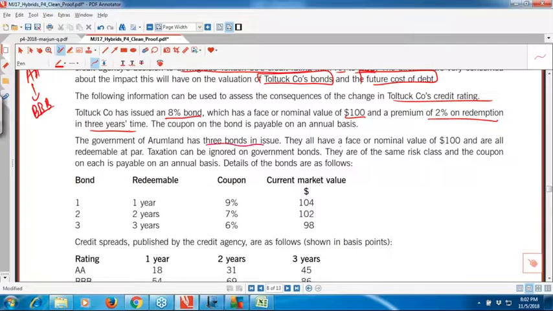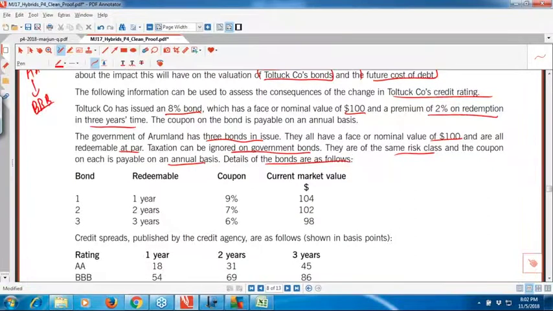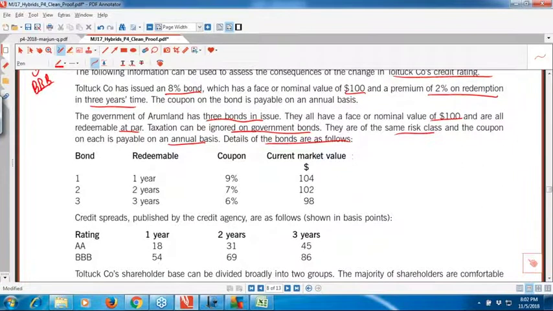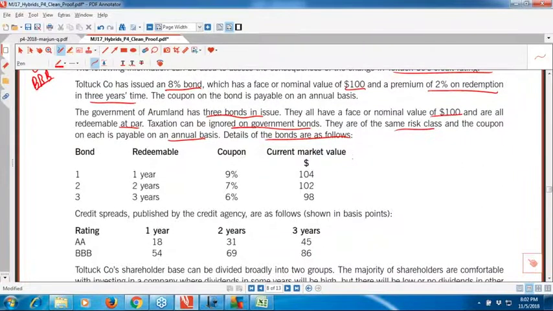Government has three bonds in issue. They have a face value of 100 and are all redeemable at par. Taxation can be ignored on government bonds. They are of the same risk class, and the coupon of each is payable on an annual basis. The details of the bonds are as follows: bond one, bond two, bond three, and the coupon rate and the market values, etc.